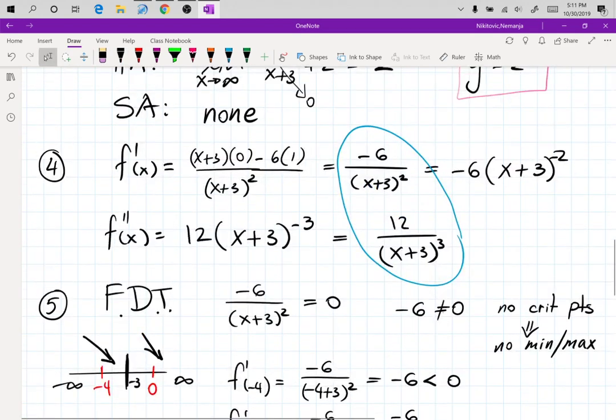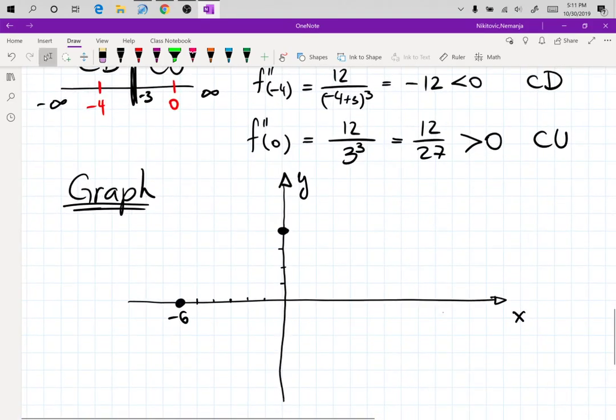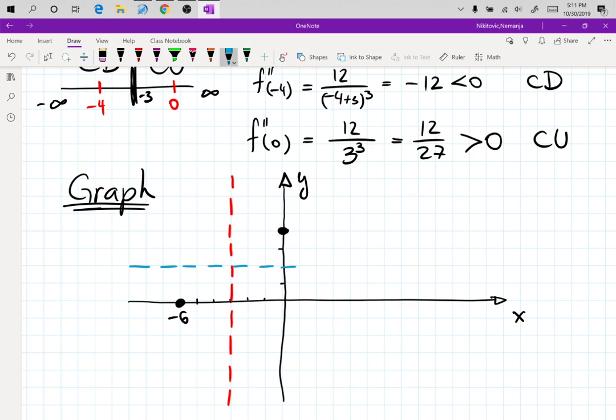Now I have my asymptotes. Vertical asymptote at -3. Okay, that's going to be -3 vertical asymptote. Horizontal asymptote at 2. There we go. And we need to fit the rest of the graph in here.